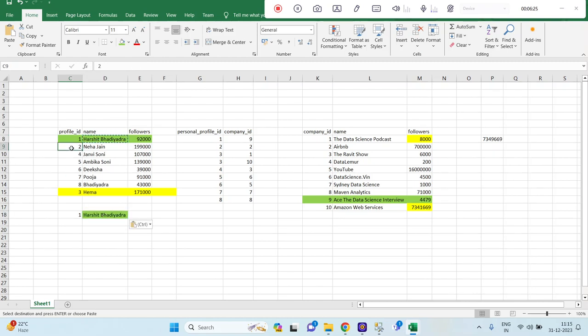Now let's move to 2. So 2 is coming over here one time, and is 2 coming over here? No, right? So the company has 7 lakhs. So 2 is not a power creator, because 1 lakh 99,000 is less than 7 lakh, the followers of the companies they are working for, right?